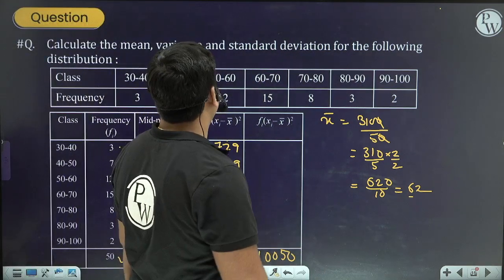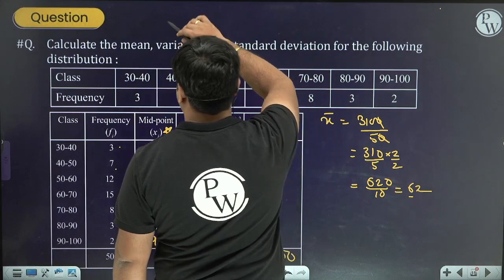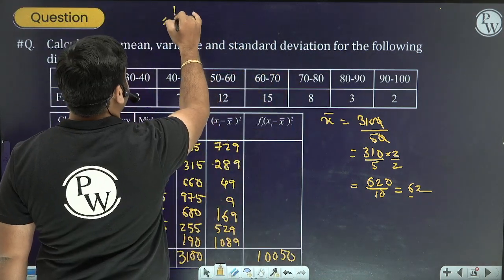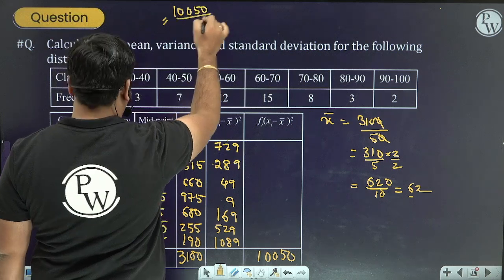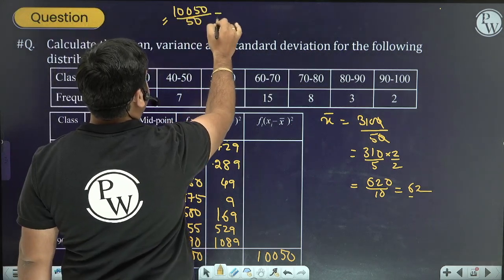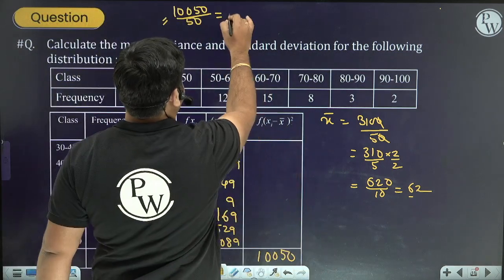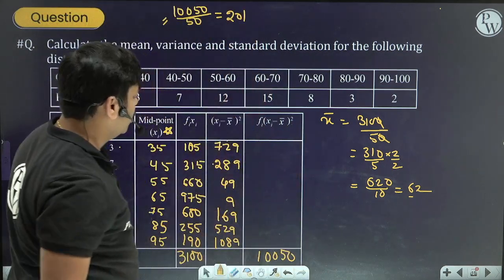And now, to get variance, people, mean is already done. Variance is 10,050 by the total 50. So how much is that? Please try to find that. 50 2s and 51s, so 201. If I'm not wrong, that value should be 201.